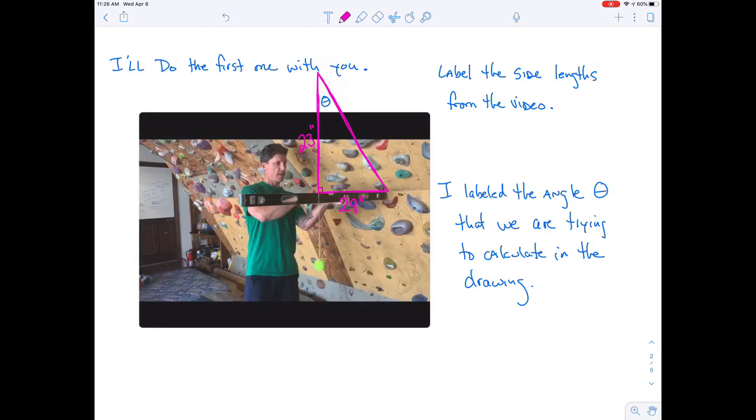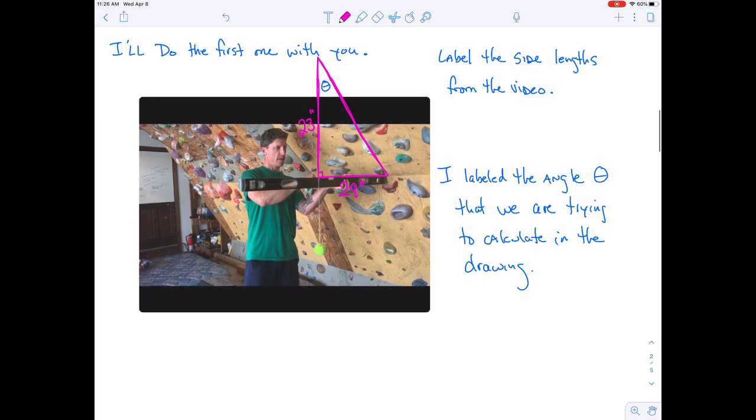Well, maybe I can't get rid of it because it looks like it deletes my numbers at the same time. So we'll just leave it there. And I guess I should point out that I labeled angle theta. The angle that climbers refer to is this angle up at the top. It's how steep the wall is. So that's the angle that we're trying to determine.